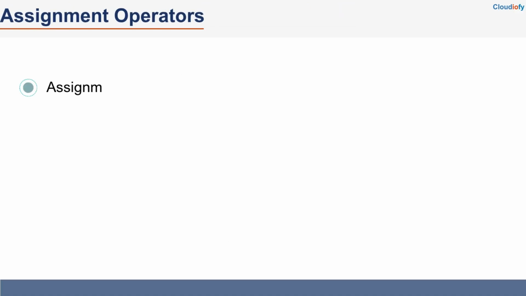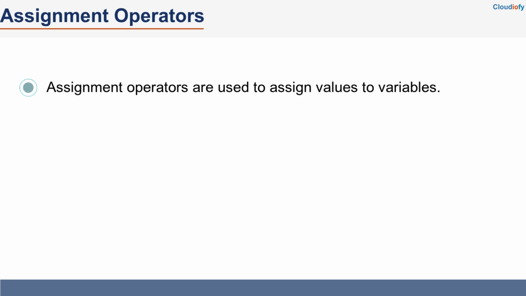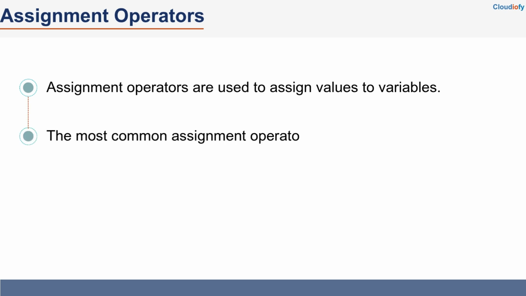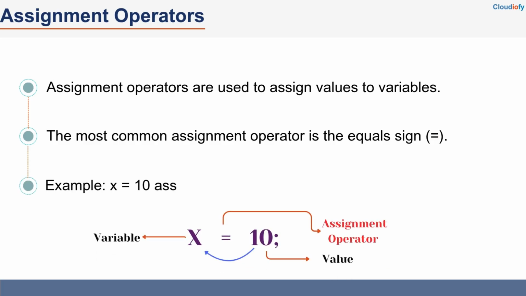Assignment operators. Assignment operators are used to give a value to a variable. The most common one is the equal sign, written as =. For example, x = 10 means the value 10 is stored inside the variable x.